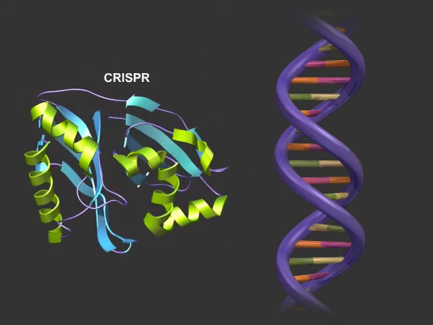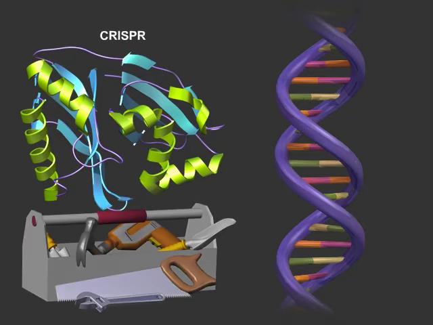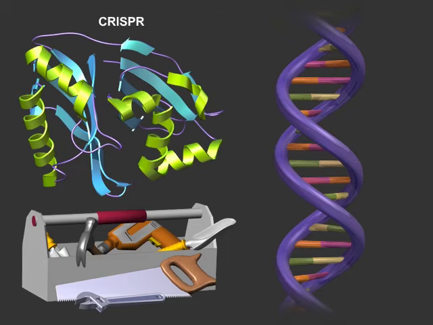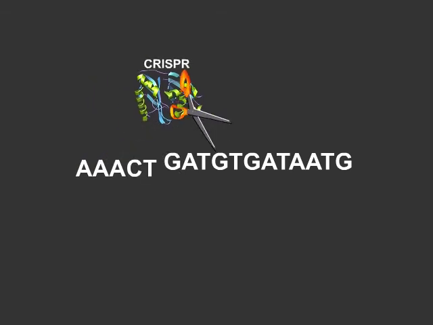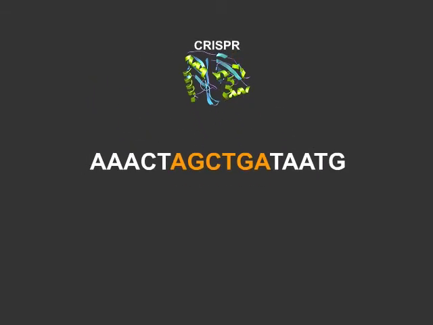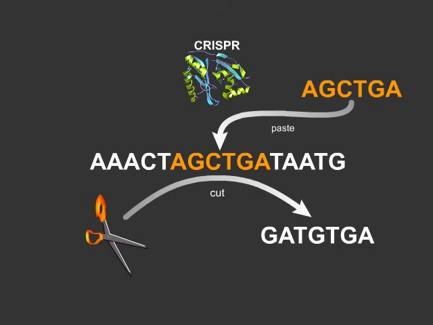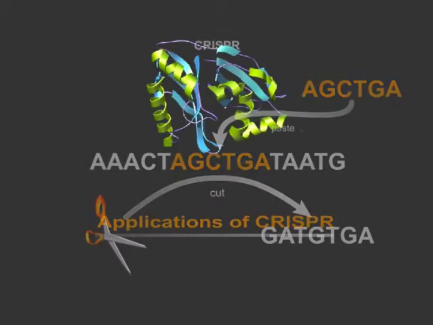CRISPR can help us with our problem. CRISPR is a nuclease system that provides a precise and convenient tool to manipulate the DNA of our cells. Specifically, CRISPR allows us to cut and paste DNA at specific locations in the genome, almost like cutting and pasting into a Word document. This tool has many applications for the future.